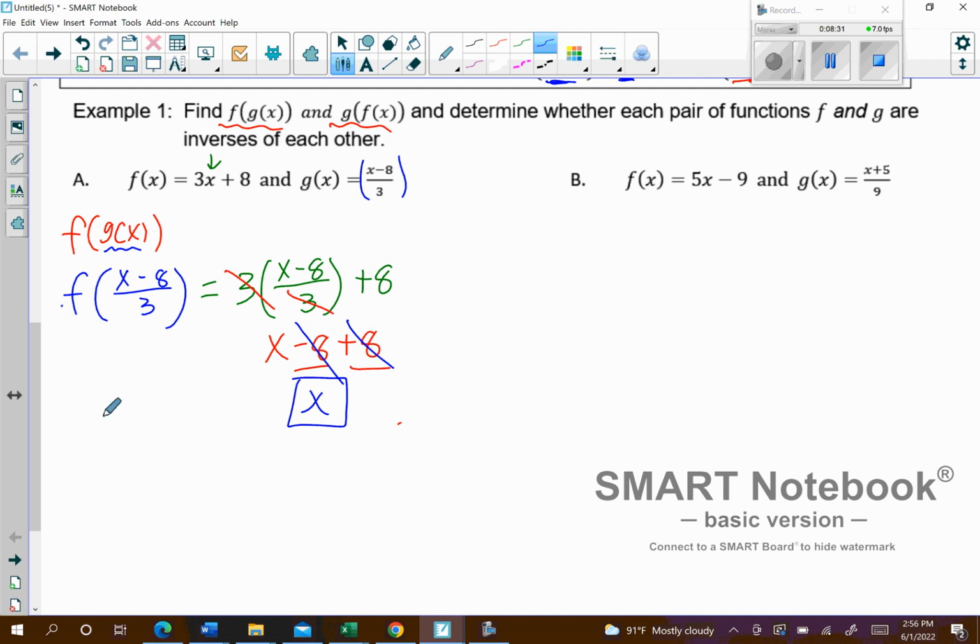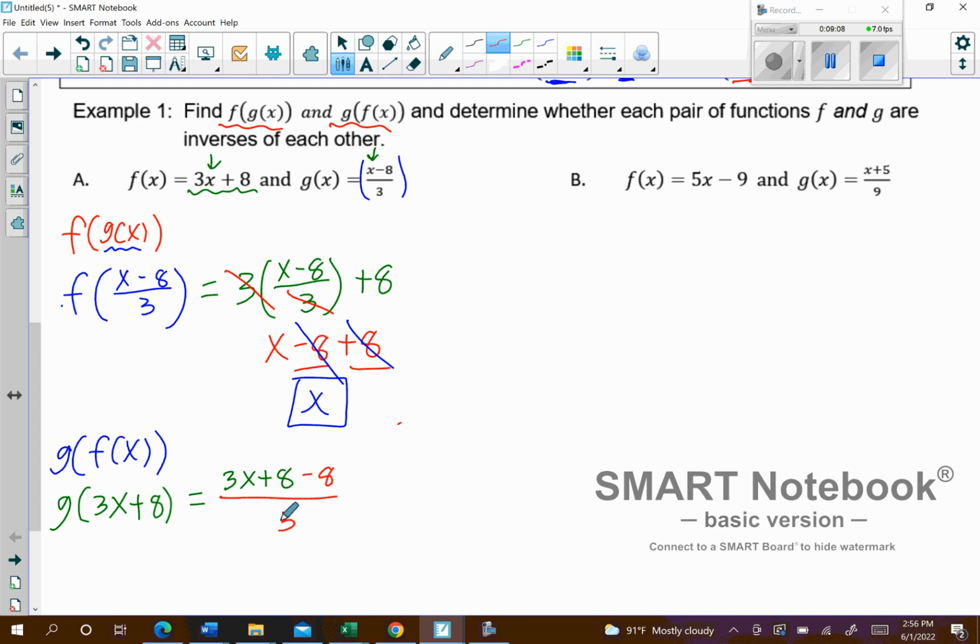So now we're going to do g of f of x. This time we're going to plug this in for our f of x. We're going to substitute that in, so we're going to have 3x plus 8 right there. And now we have to substitute it into the g function. So that's going to leave us with 3x plus 8, and I'll try to color code this a little bit. Then we have a minus 8 and then divided by 3. So what's in green is what I substituted in for that x right there.